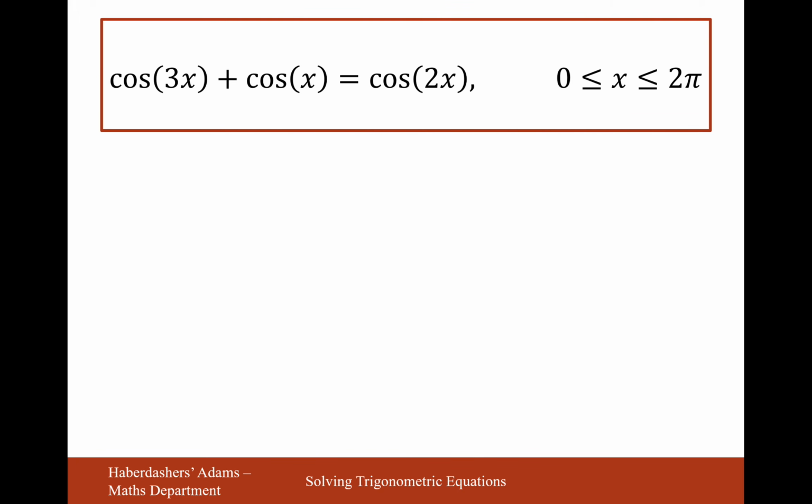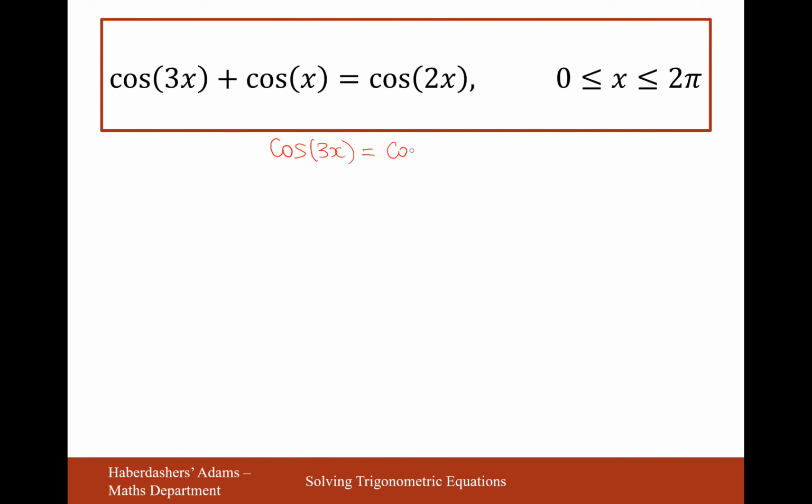Okay, let's move on to the next question, and we've got this little tricky one here. We've got cos 3x and a cos 2x. Let's sort out the cos 3x first. I'm sure there's an identity to do with cos 3x.